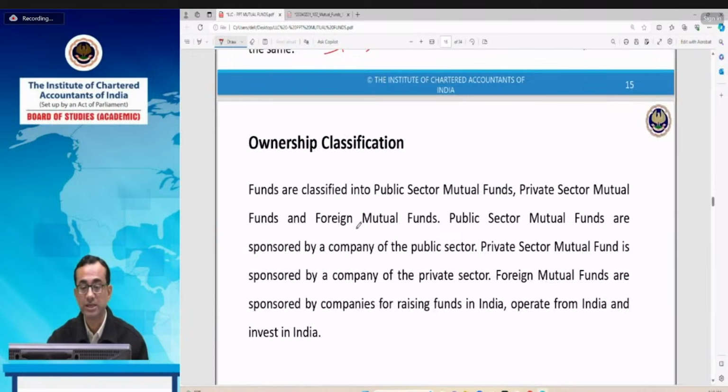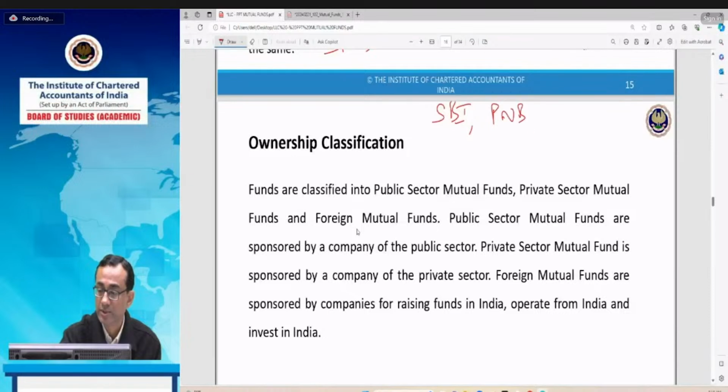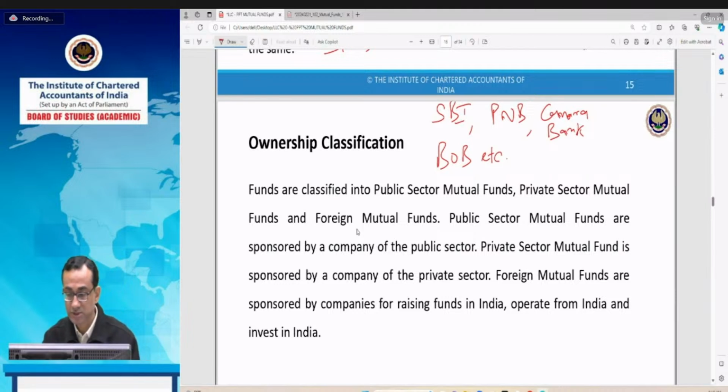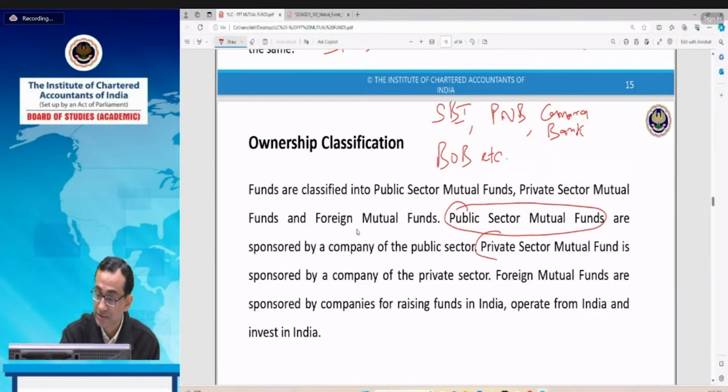Now come to ownership classification. Funds are classified into public sector mutual funds, private sector mutual funds, and foreign mutual funds. Public sector mutual funds are sponsored by a company of the public sector. For example, those promoted by SBI, State Bank of India, PNB, Canara Bank, BOB, that is Bank of Baroda, etc. So there are various public sector mutual funds, and there are various mutual funds in the private sector also.